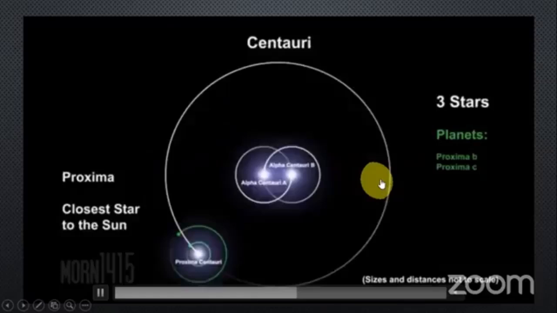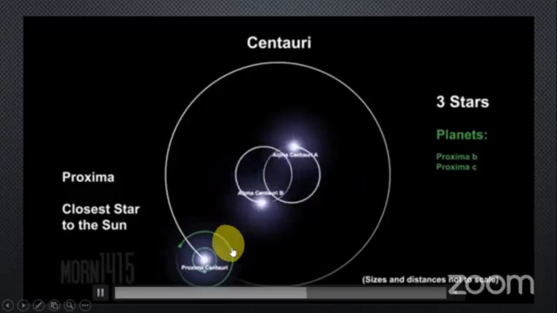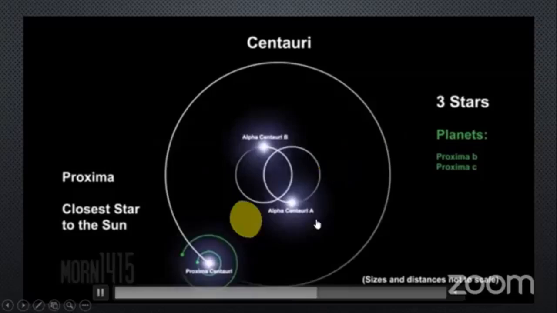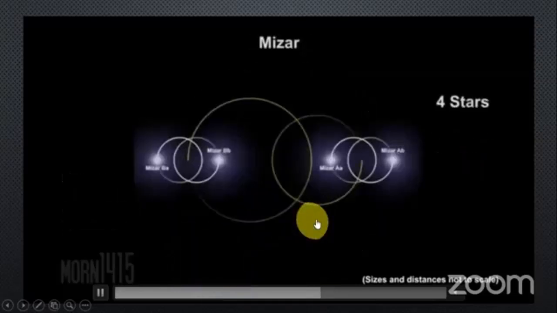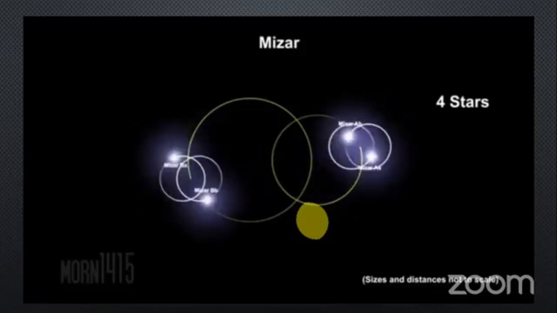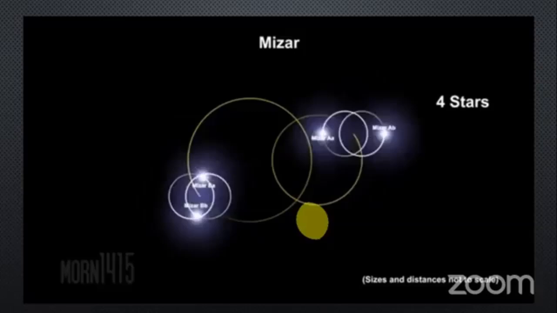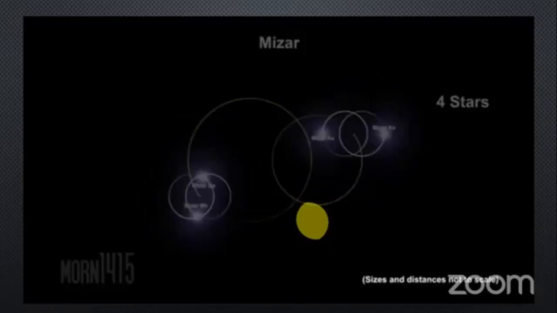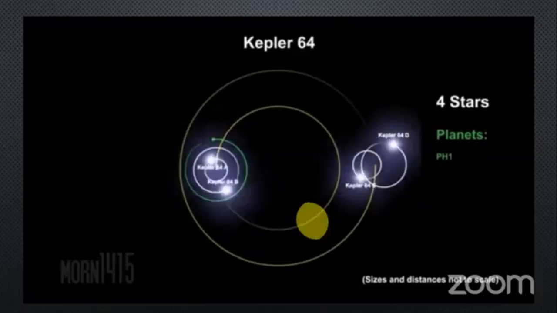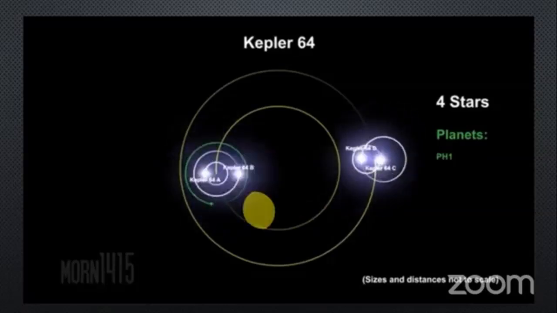So we have the Alpha Centauri system. This is the arrangement. This is Alpha Centauri A and B, and this is Proxima Centauri, another star orbiting around them. So we have a 4 star system. As the number of stars increases, it becomes more and more complicated. This is called the Mesa star system. So we have Kepler-64, a 4 star system with 1 planet. I've explained this arrangement before.